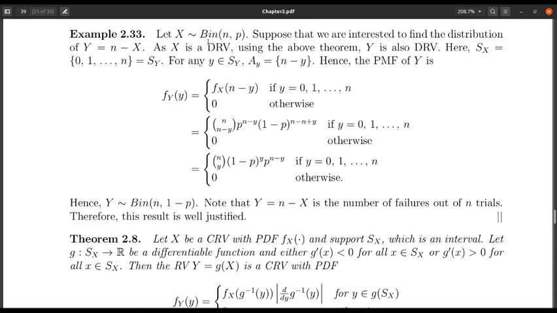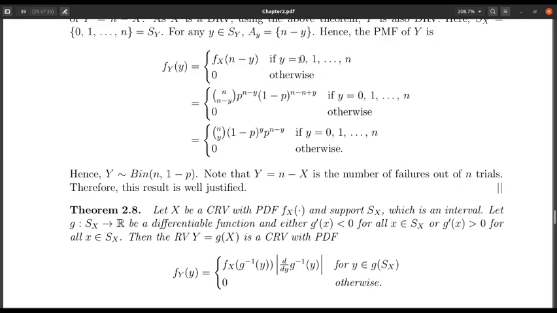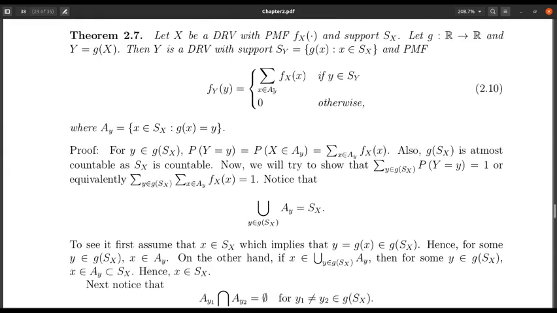Now for each y belonging to the support of Y, what is the set A_y? Notice that the set A_y is nothing but the points in the support of X such that g(x) equals y. If I take y belonging to the support of Y, then the inverse image has only one point, because this is a linear function, and that point is n minus y. So in this case the computation is quite simple. Now if I use this theorem directly, this set has only one point, it is a singleton set, so the sum will not have any effect.